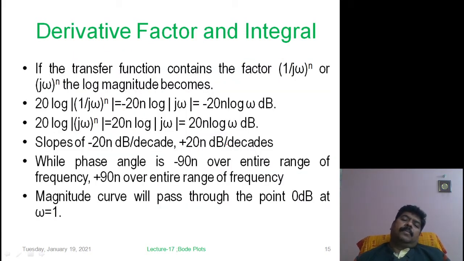If the factor is of order n, similarly the slope will be multiplied by n, meaning 20 into n, plus or minus dB per decade. Similarly, if the factor is of order n, the angle will be minus 90 into n for the poles, and plus 90 into n for the zeros.